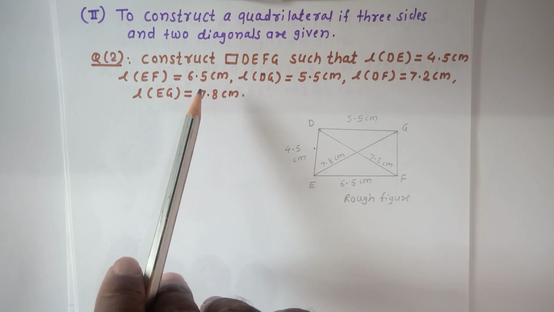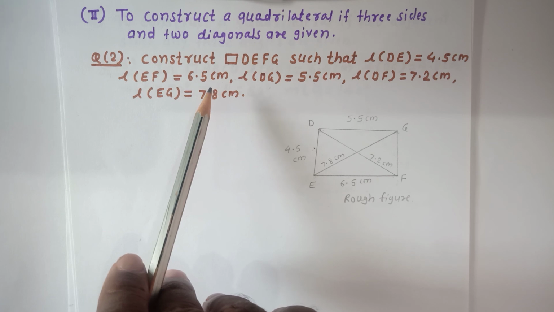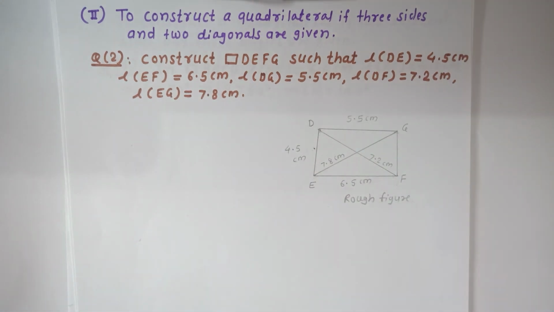So this is the construction if 3 sides and 2 diagonals are given. 3 sides of a quadrilateral and 2 diagonals are given here. So we have to draw the rough figure at first using the information given in the example.